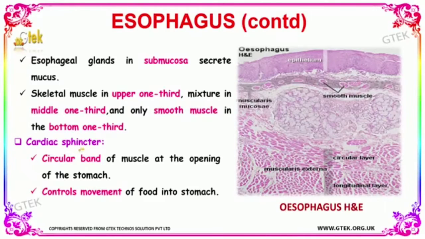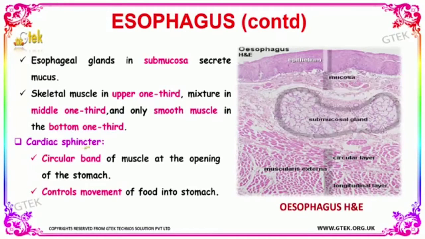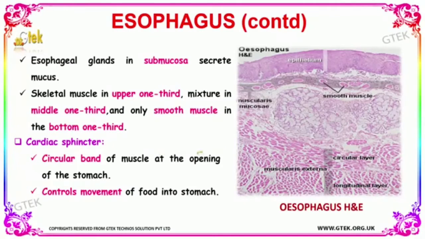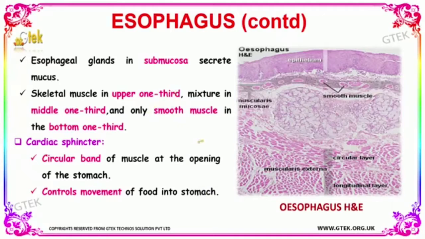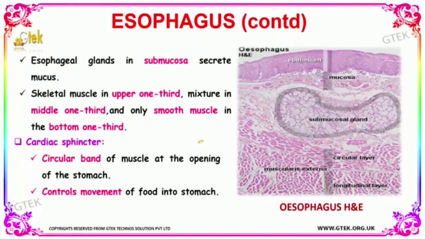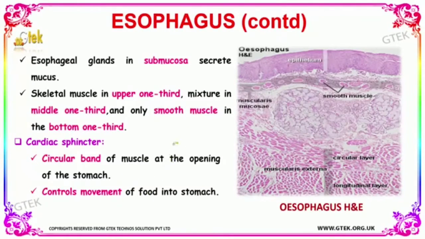Next we are going to study the cardiac sphincter. Your cardiac sphincter is nothing but a circular band of muscle which is located at the opening of the stomach. It controls the movement of food into the stomach. So this is all about your cardiac sphincter.